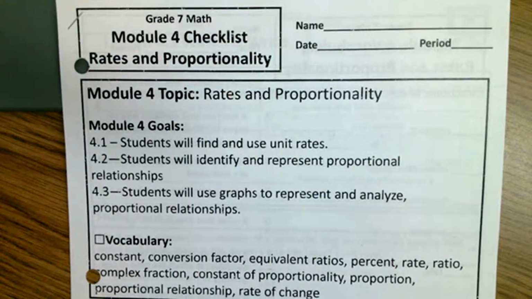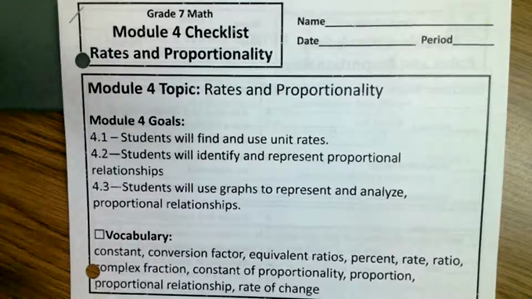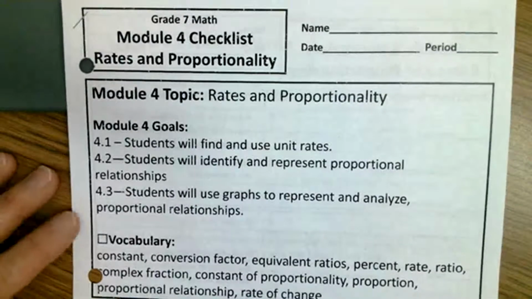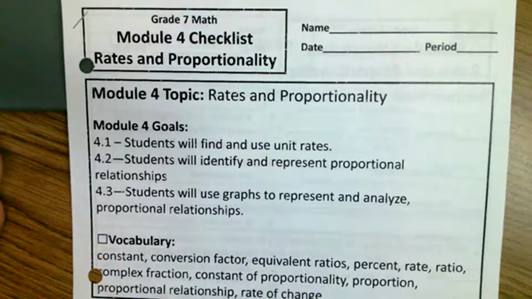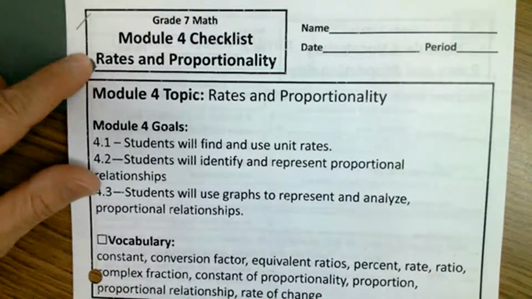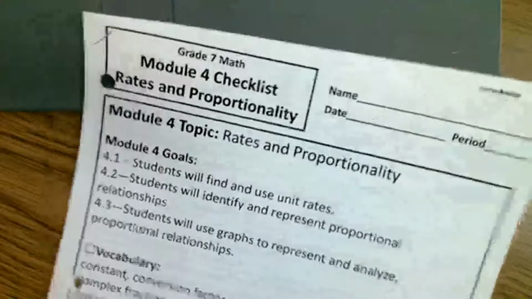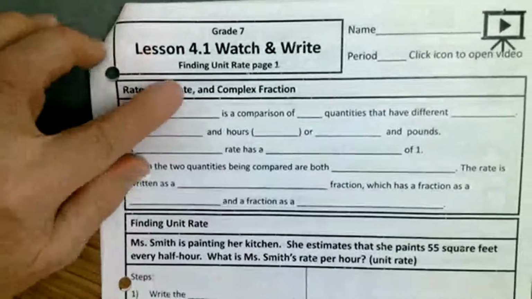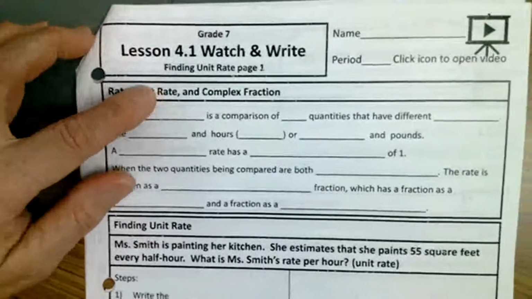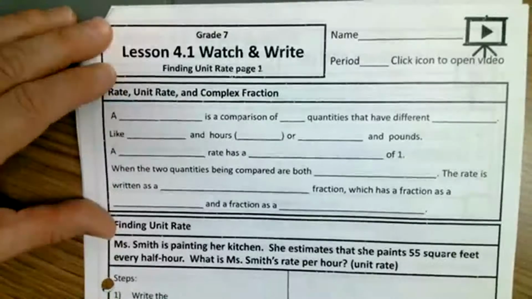Unit 2 is called ratios and proportional relationships. It's modules 4 and 5, and we're going to learn about ratios and proportional relationships. The first module, module 4, is called rates and proportionality. The first lesson in module 4, 4.1, is called finding unit rate. All right, so let's get started on these notes.